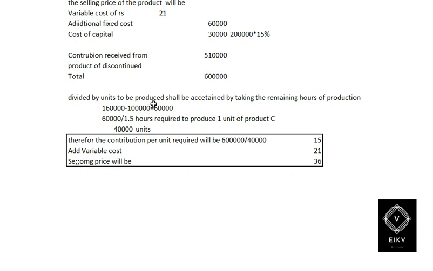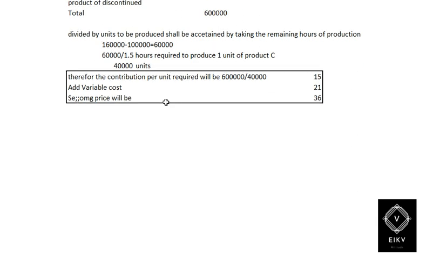After that, we need to find how many units can be produced from 60,000 hours. The hours for manufacturing 1 unit of product C is 1.5 hours. Therefore 60,000 is the available hours. 60,000 divided by 1.5 hours, so we will get 40,000 units.